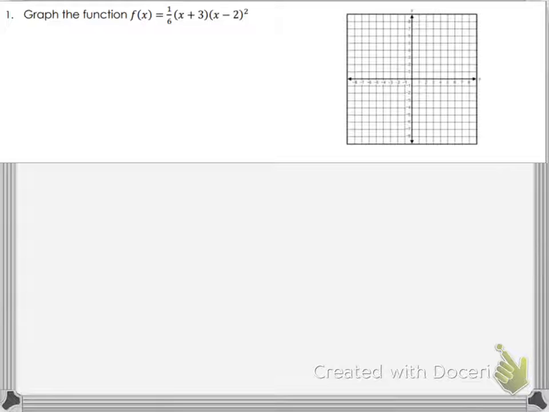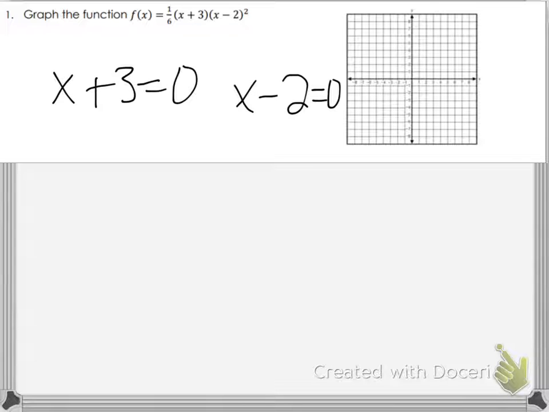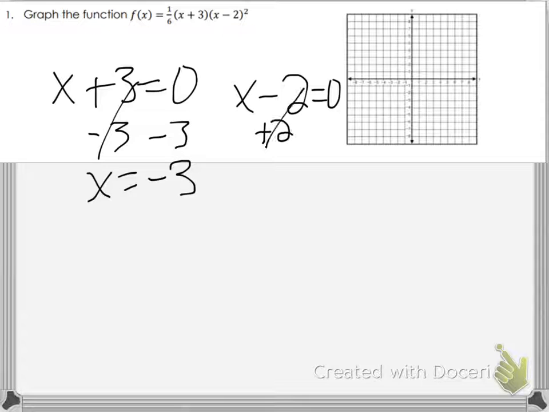X plus 3 is a factor. X minus 2 is a factor. Right? So what are my solutions here? Those are my factors, but I can use those to get my solutions, right? By setting them equal to 0. How do I get x by itself on the first one? Subtract 3. So what does x equal? Negative 3. Add 2 over here. What does x equal here? 2. So x equals negative 3, x equals 2 are my solutions.